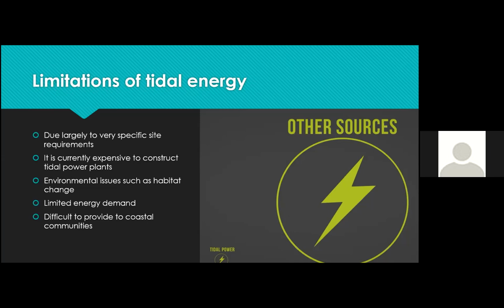It is currently expensive to construct tidal power plants. It can cause environmental issues such as habitat change. It has a limited energy demand because powerful tides only normally happen 10 hours out of each day. And it is difficult to provide to coastal communities because the energy produced on the coast is often a long distance from where the electricity will be used.